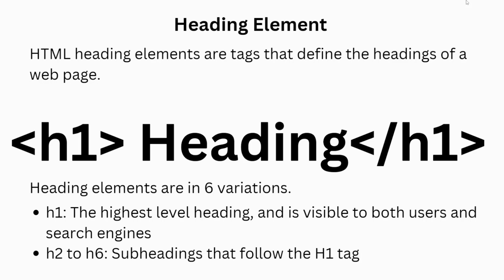H1 represents the highest level heading and is visible to both users and search engines. When you want to display subheadings in your web page, you would use H2 to H6 elements. Next, we have the paragraph element.